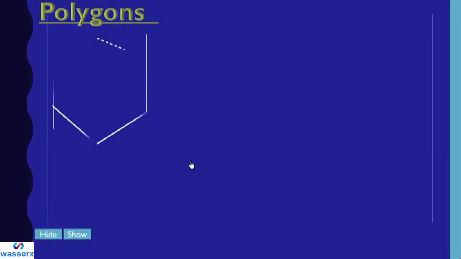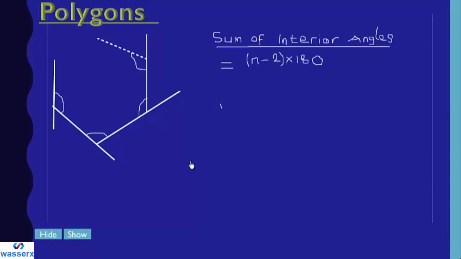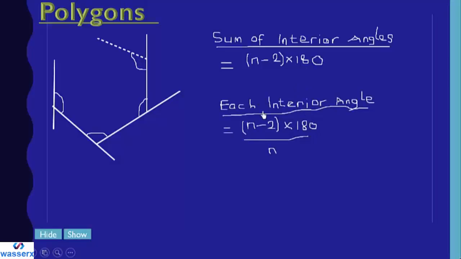If you have a polygon with n sides, then the sum of interior angles is given by n minus 2 times 180 degrees. Then we also have each interior angle of the polygon given by this. So if we sum all these angles up to the number of sides, we are going to get n minus 2 times 180 degrees. If you want each of them, each of them is given by this formula.